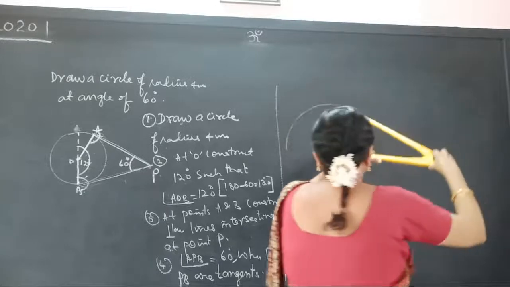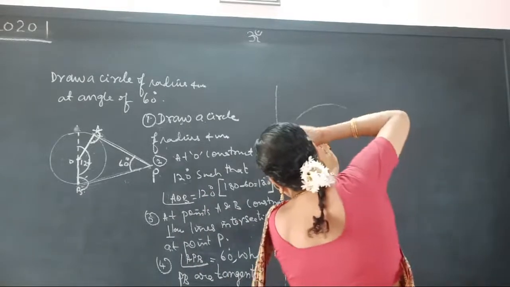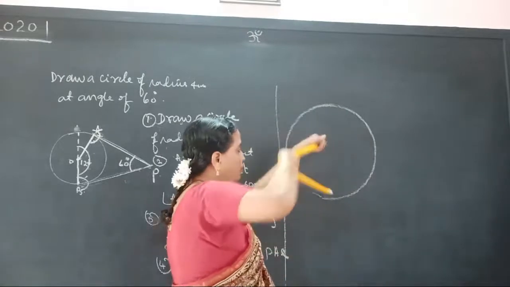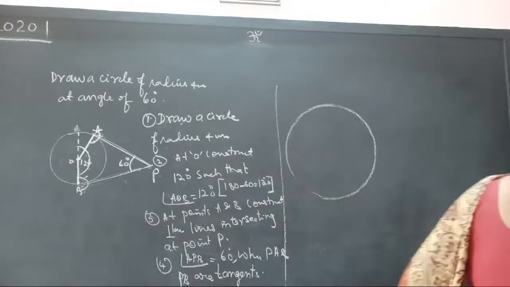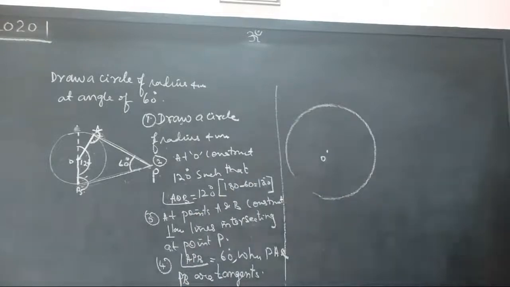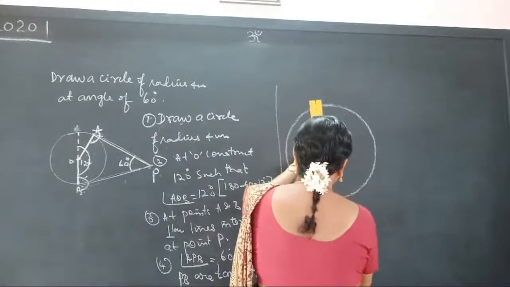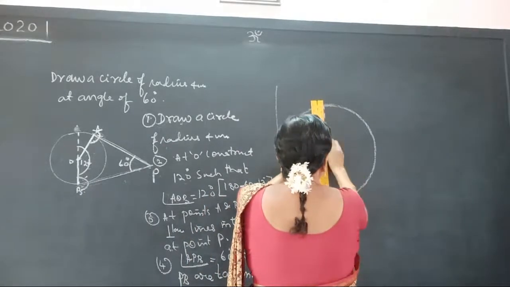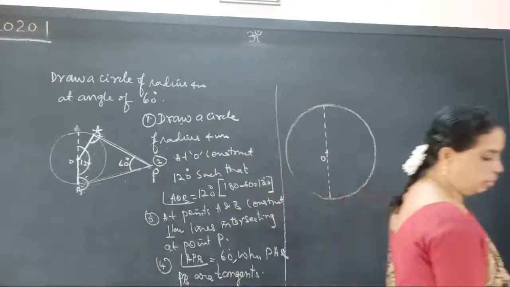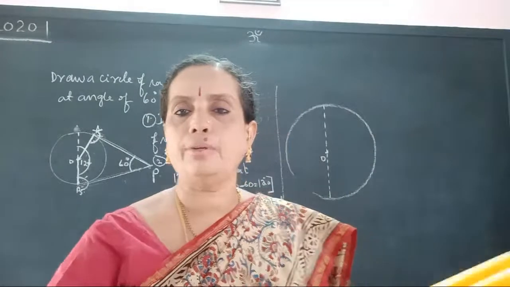Draw a circle of radius 4 centimeter using your compass like this. Okay. Now, passing through the center, make one dotted line so that we can construct 120 degree here. How to construct 120 degree? Constructing 60 degree 2 times, 60 plus 60, 120 degree.